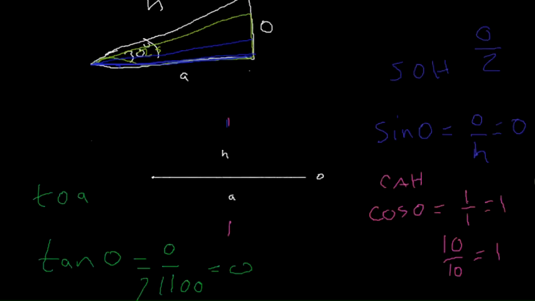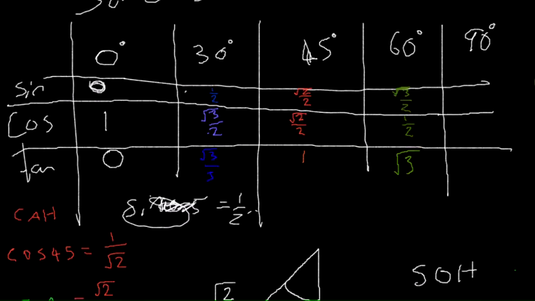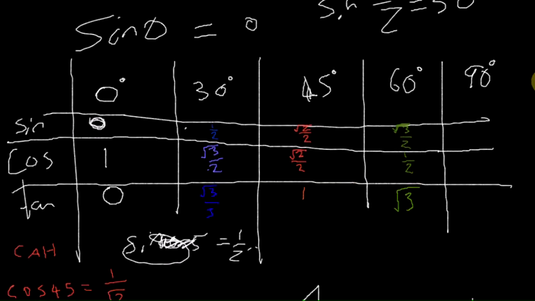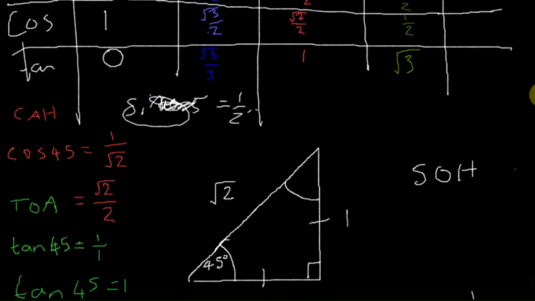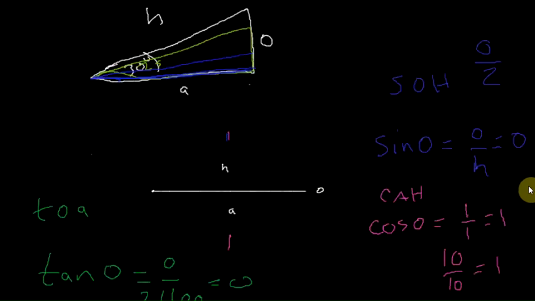So there we go. We filled in sine, cos, and tan for the 0 degrees angle, and the last one to do is 90 degrees. What I might do in the next video is also show you why 0 divided by 2 is 0. No, I won't. I'll do that in another video.